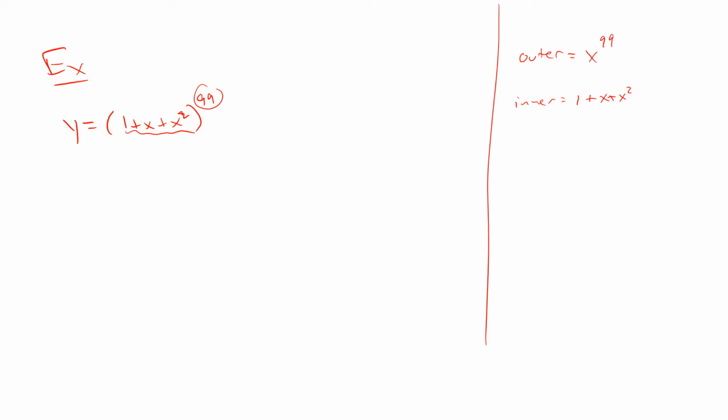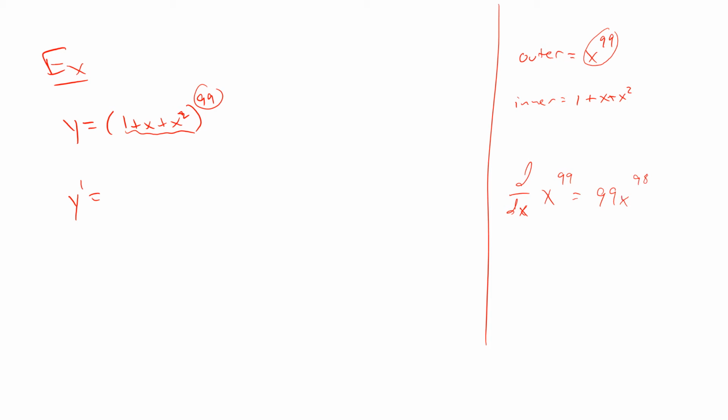Now, if I want to do the derivative of this composition of two functions, first I'm going to do the derivative of the outer function and leave the inner function alone. If I want the derivative of x to the 99th, we know how to handle that. That's just the basic power rule. The derivative of x to the 99th power is 99x to the 98th power, right? Basic power rule.